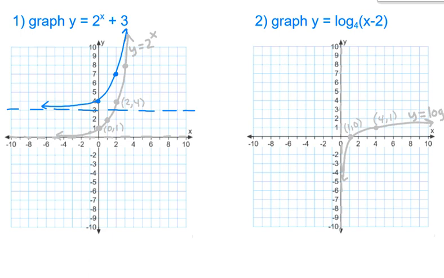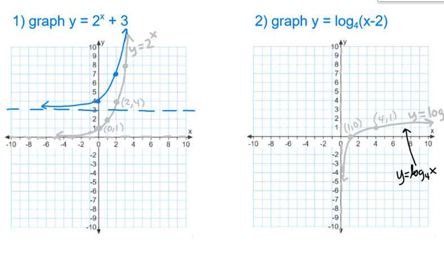Okay, number 2. We're graphing y equals log base 4 of (x minus 2). What I've done is graph y equals log base 4 of x already. It looks like my label got cut off a little bit, so I'll just write it again. This is the graph of y equals log base 4 of x.